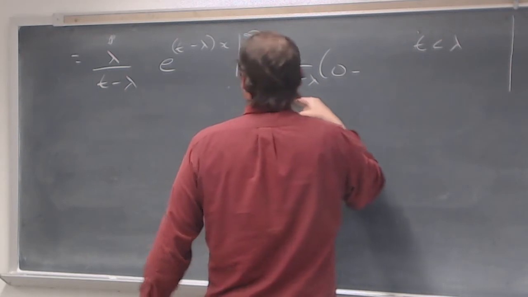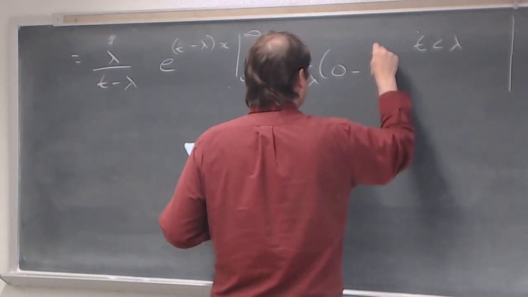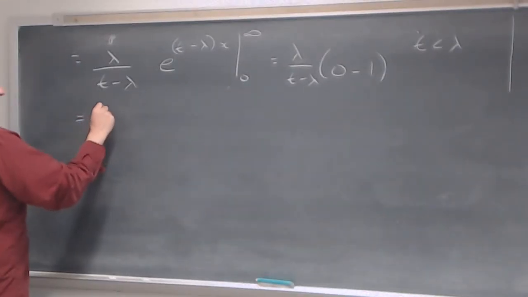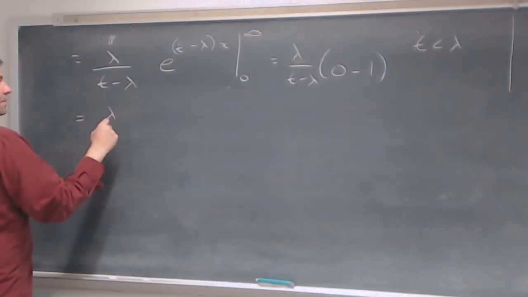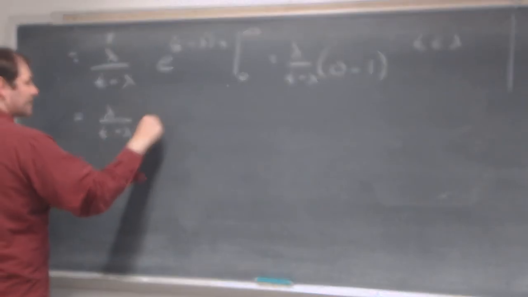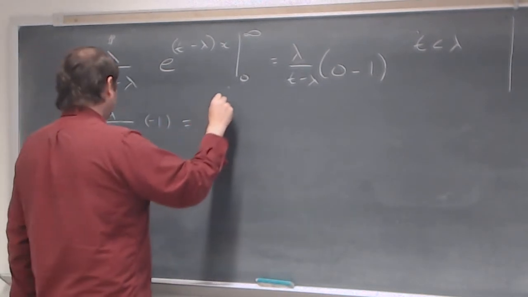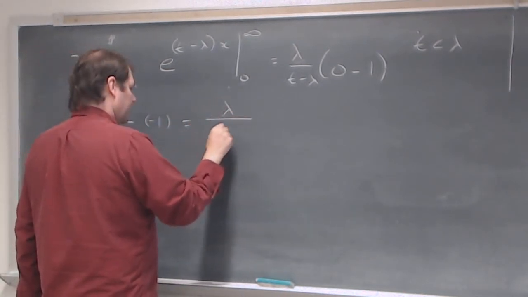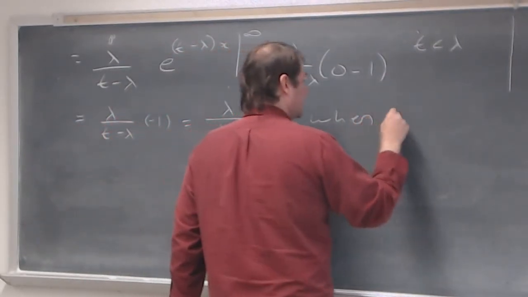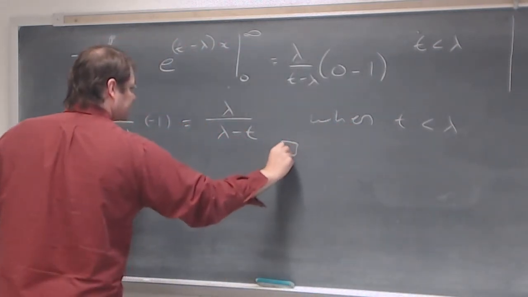minus what we get when we let x be 0, which would be e to the 0, which would be 1. And so here, this ends up being lambda over (t minus lambda) times minus 1. I'm going to apply the effect of the multiplication by minus 1 to the bottom to get lambda over (lambda minus t), when t is less than lambda. And that's what we said. So that ends this proof.